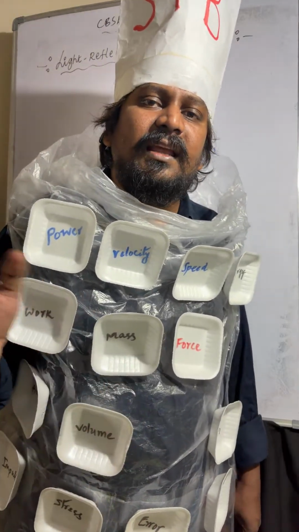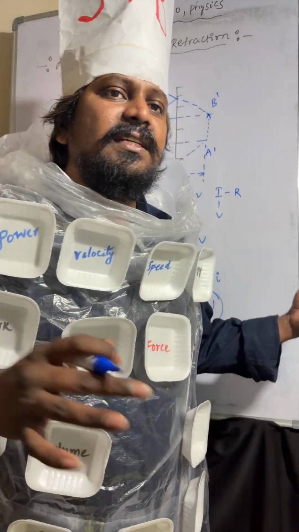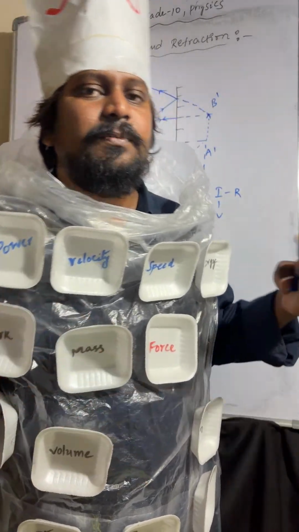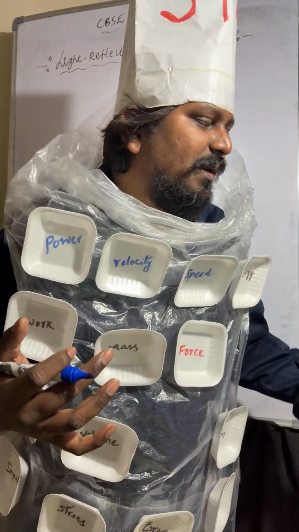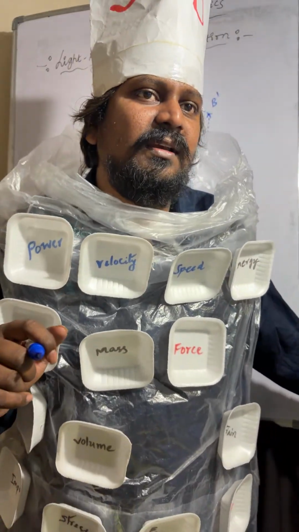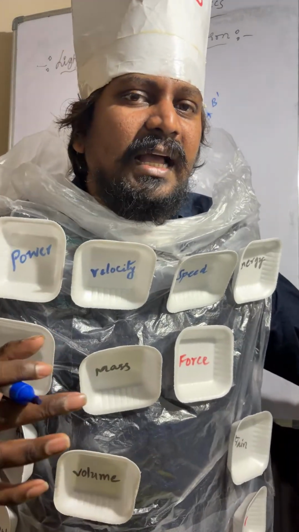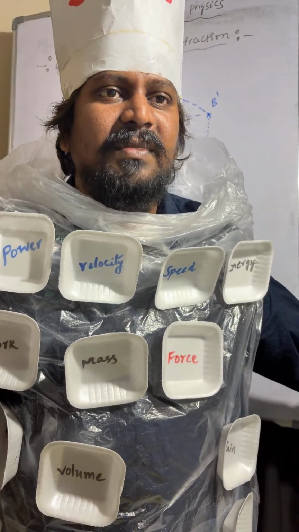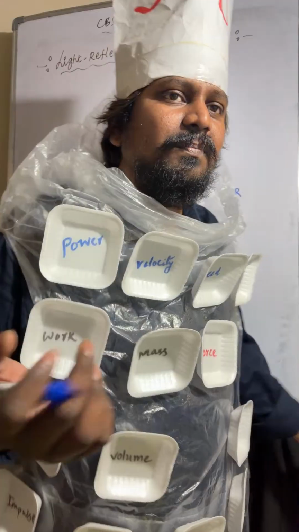Okay, object is real, image is virtual; object is virtual, image is real. Point number 1, object distance is equal to image distance. Point number 2, height of the object is equal to height of the image. Point number 3, the magnification of the plane mirror is +1. That means height of the image by height of the object is equal to +1. What type of image will form? Virtual, erect and same size of image will form in the plane mirror. So magnification equal to +1.